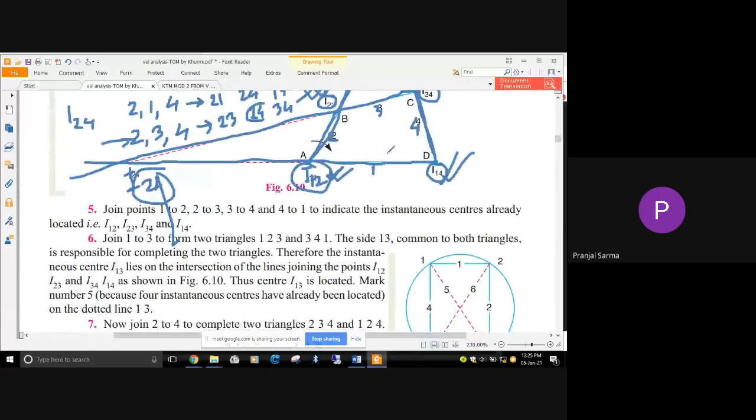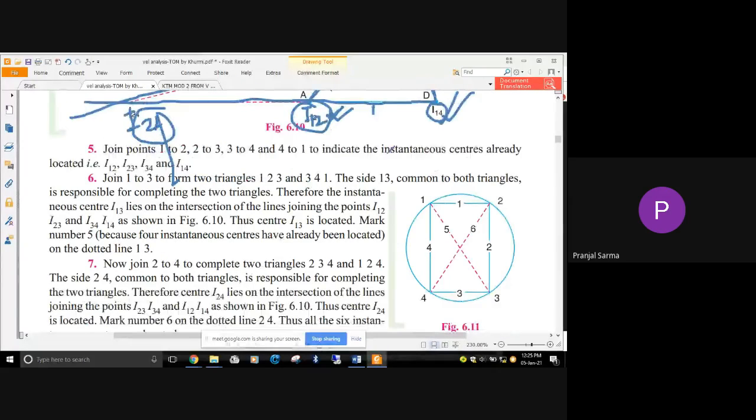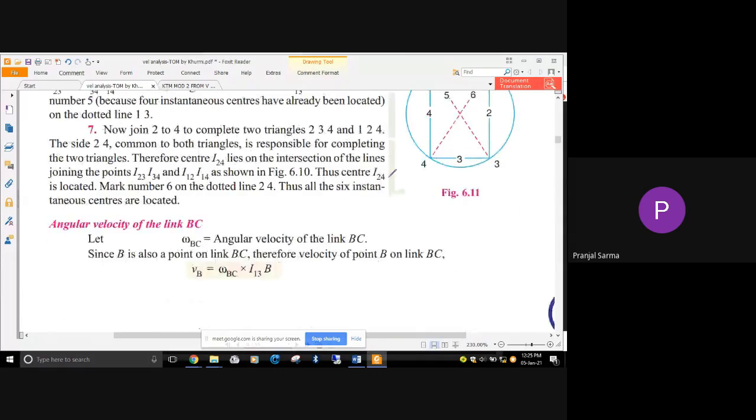So next, by utilizing this particular method, we just have to find out the velocity of the link BC. That is easy. For the angular velocity of BC, what can we utilize? Point B is a point on the link BC, yes or no? Point B is also a point on the link BC. So from this knowledge, we can write the velocity of point B on the link BC.